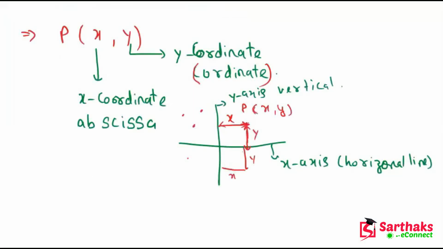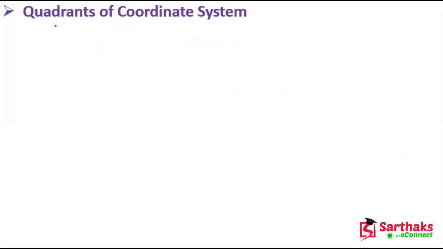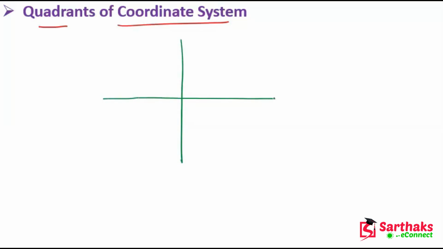Now, we are going to study the quadrants of the coordinate system. My dear friends, this is our axis. This is the x-axis and this is the y-axis. I hope you understand these things.